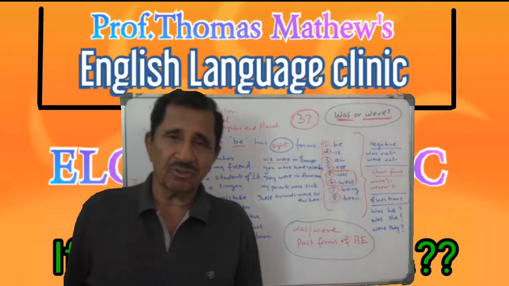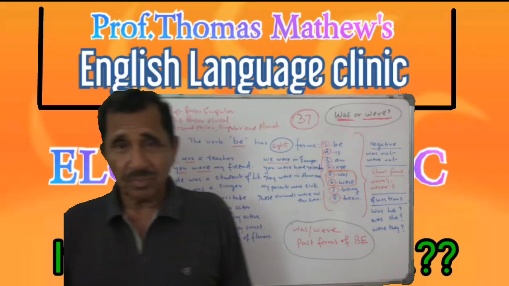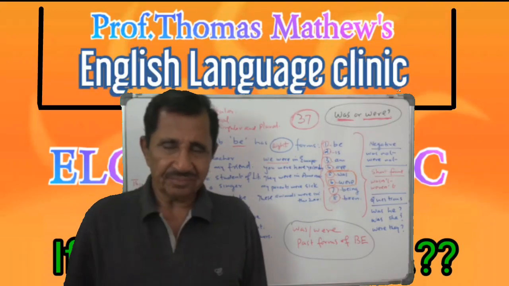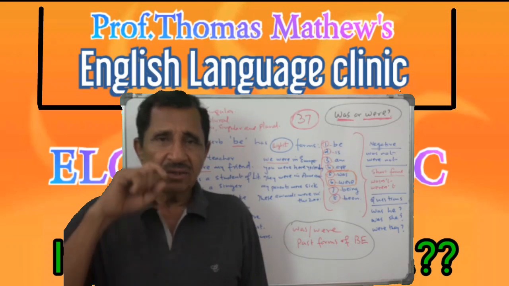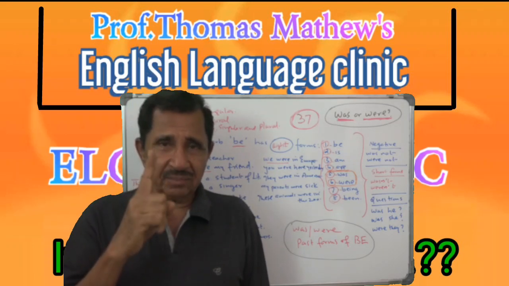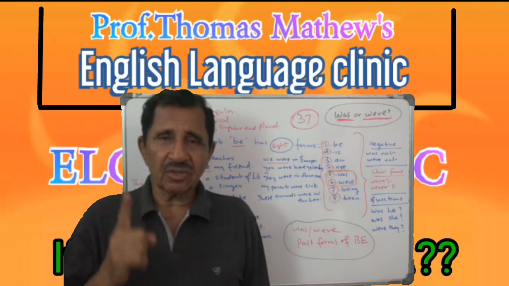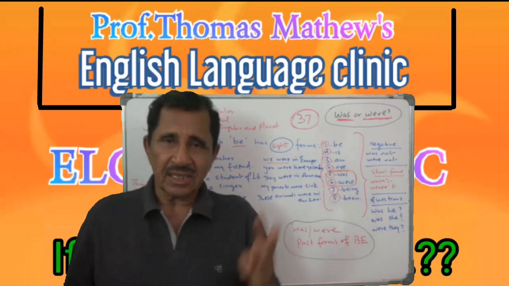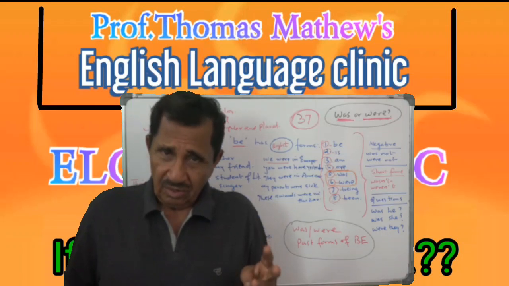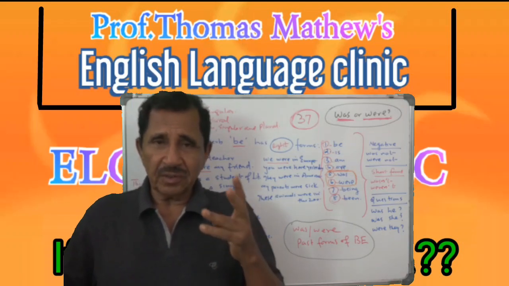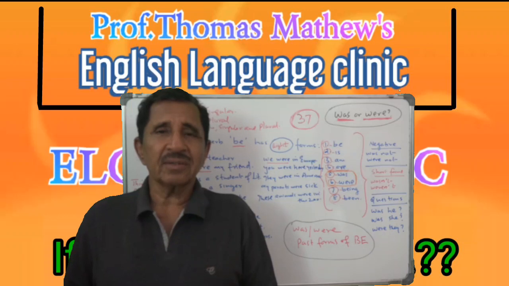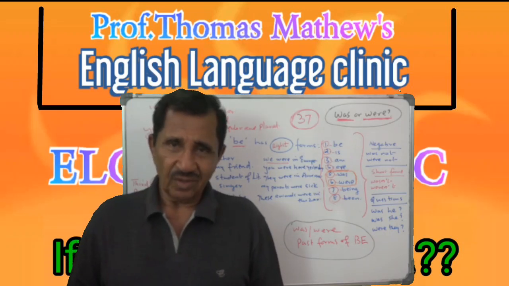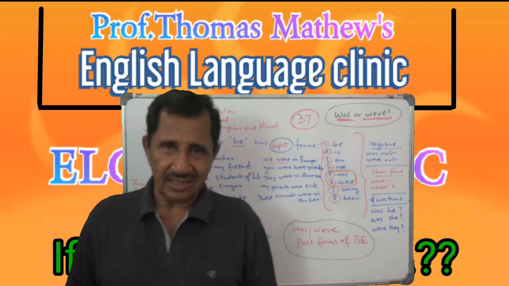So what is our decision in answering this question, was or were? What is the answer to that question? First of all, it is time past. Then first person singular subject, was. Third person singular subject, was. All the other places means second person singular and plural, first person plural and third person plural. We use were. Okay. Is that clear? Very good.